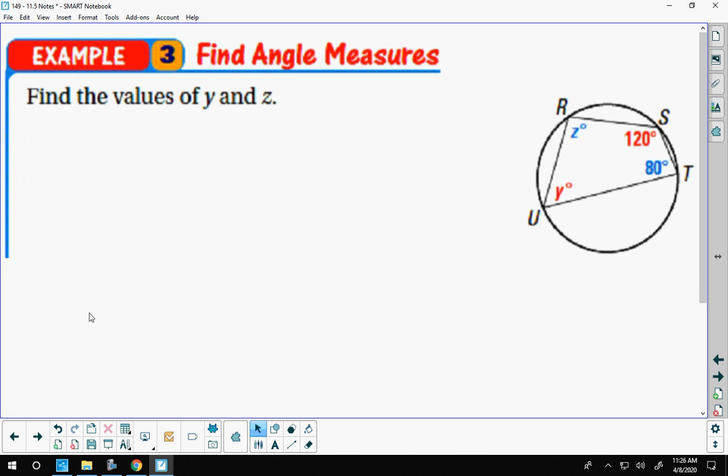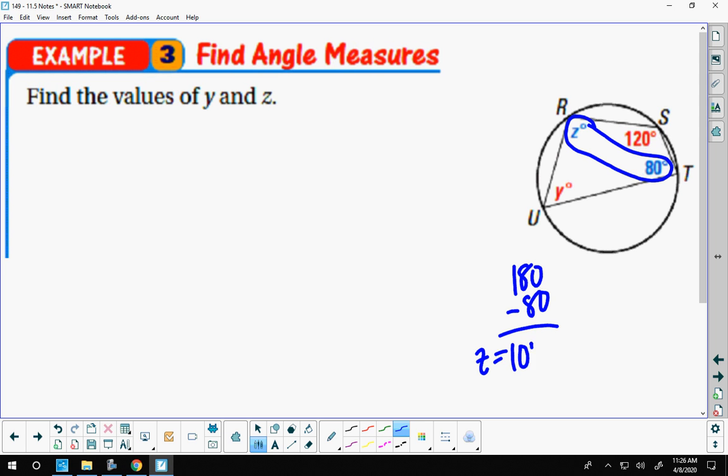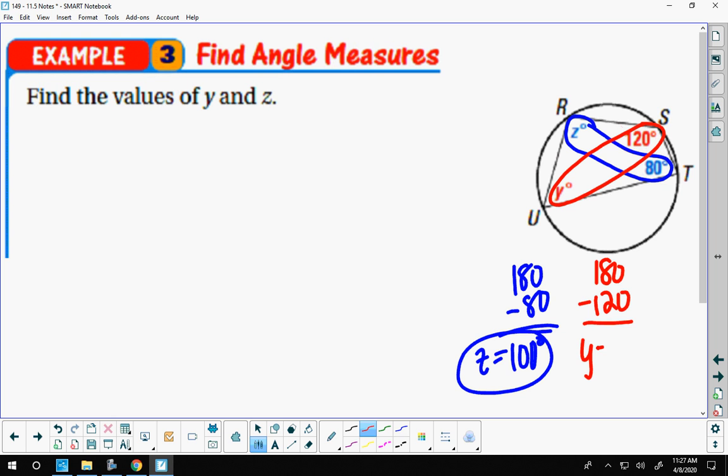So find the values of y and z. So opposite angles add up to 180. So 180 minus 80 means that z equals 100 degrees. And then 120 and y have to add up to 180. So 180 minus 120 means that y has to equal 60 degrees.